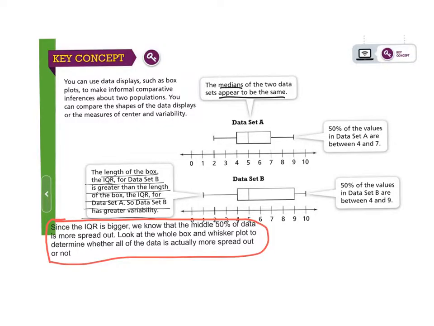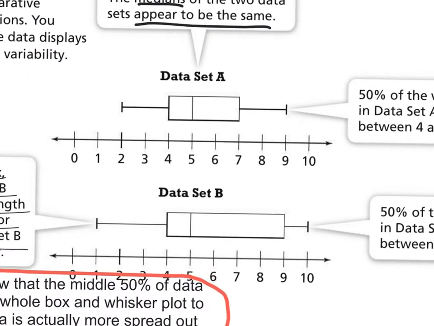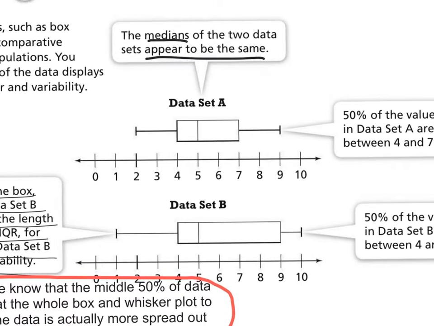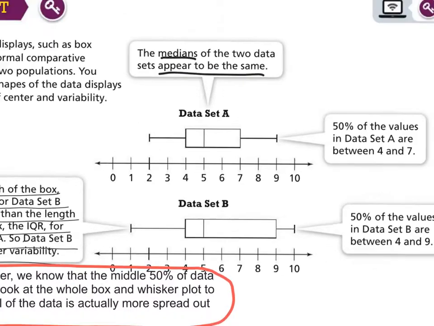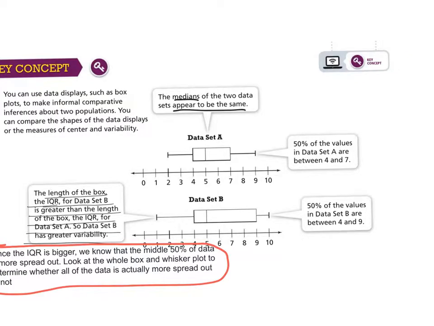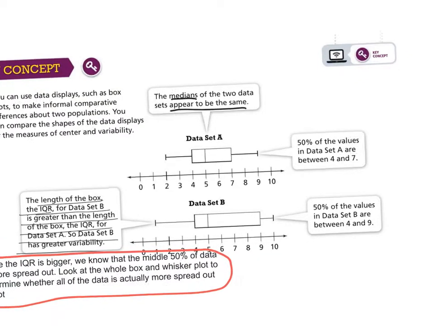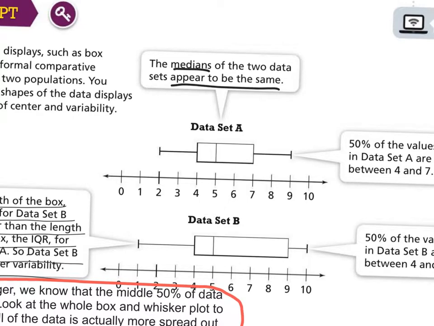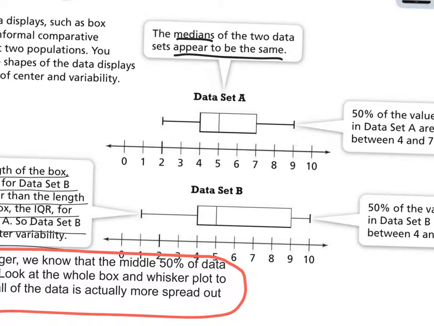So key concept, just kind of recapping some things here. When we look at box plots, we can make some comparisons, informal comparisons. Here the book talks about, for this one, looks like the medians are the same. We can look at what the interquartile ranges are. So interquartile range for set A, 7 minus 4 is 3. Set B, 9 minus 4 is 5. So a little bit more variety for that middle part, that middle 50% for set B.